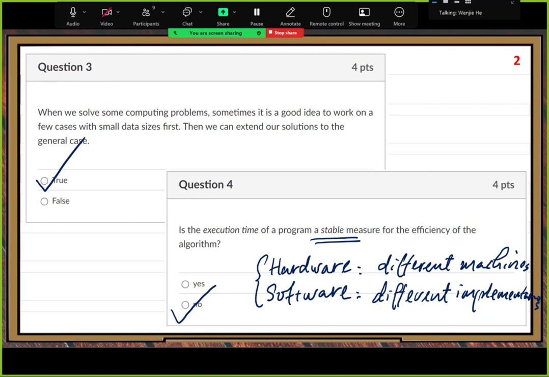Not stable. So we do not use this way. In our analysis, we use the counting number. We count the number of basic operations. So that's a stable measure.